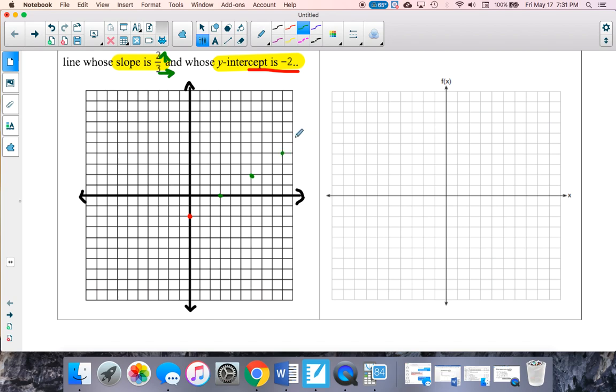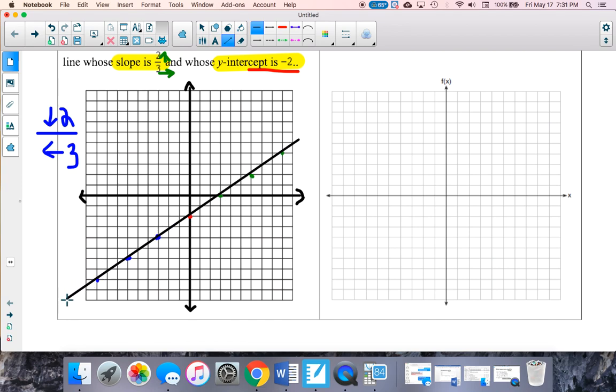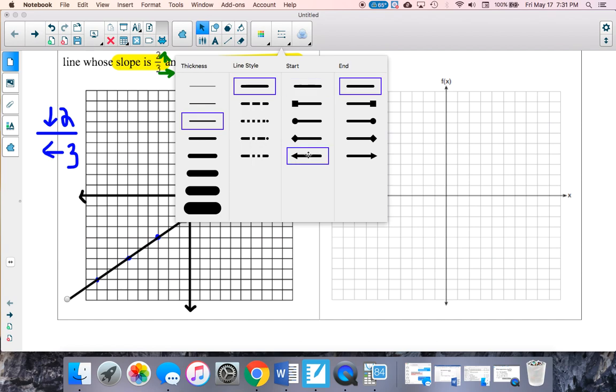And look, I can go up 2, but I can't go to the right 3 anymore, so we need to do the complete opposite. The complete opposite of up 2 and right 3 is going to be down 2 and to the left 3. So, down 2 to the left 3, down 2 to the left 3. And let's connect this with a line. Let's make sure our line has arrows on both ends.